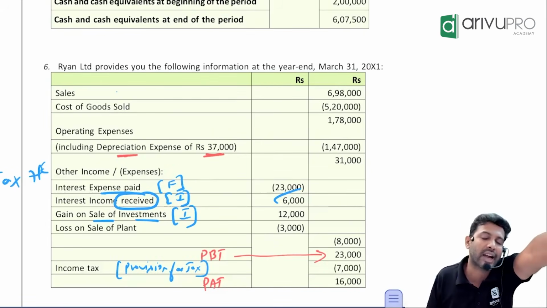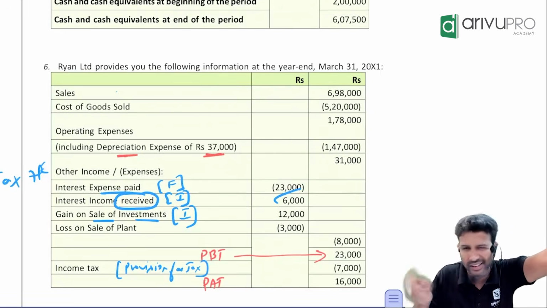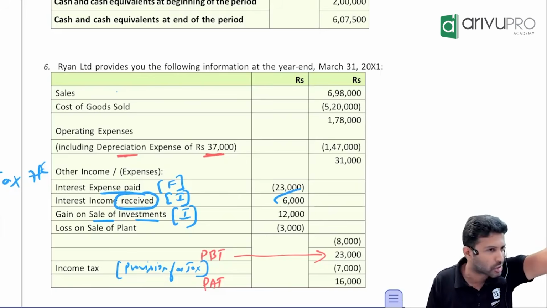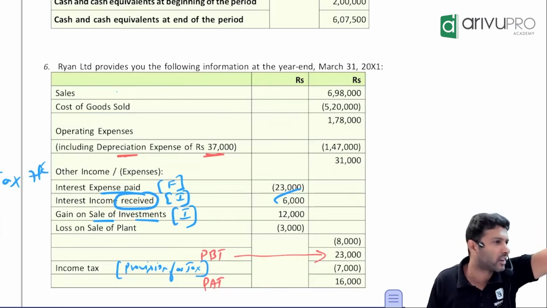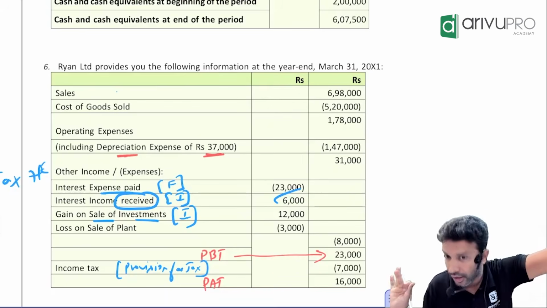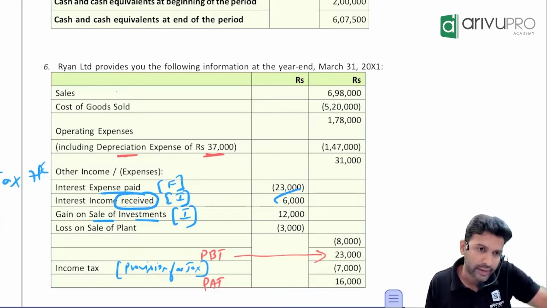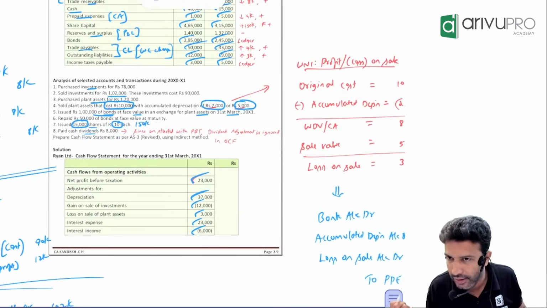What are some examples of financing activity? Issue of shares, buyback of shares. They will give it in an adjustment, so captured. Issue of preference shares, redemption of preference shares, not there. Issue of bonds or debentures, redemption of bonds or debentures, captured. Next two: interest paid and dividend paid. Dividend paid they gave in the adjustment, which we captured.